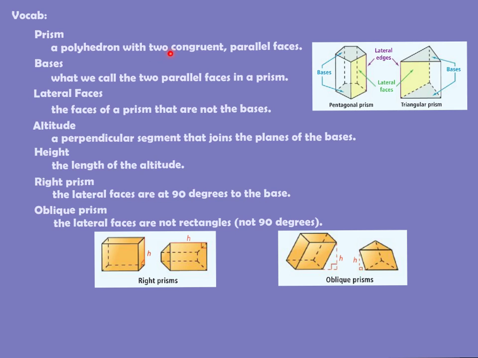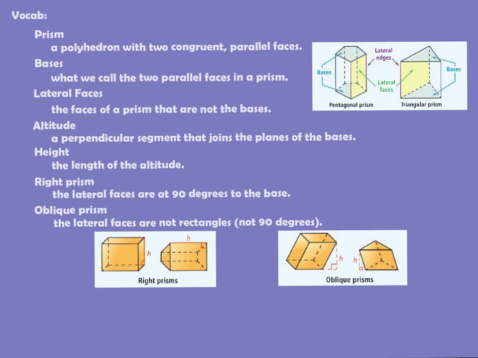Notice it says that it has two, so exactly two, congruent parallel faces. Now before we said all of the sides were considered faces. So the faces though that are parallel to each other, we call those bases. So what we call the two parallel faces in a prism, we're going to call those bases, so we can differentiate them from all the other faces. The lateral faces are going to be what we call the faces of a prism that are not the bases. So the bases are the parallel ones, and then all the other sides are just lateral faces.